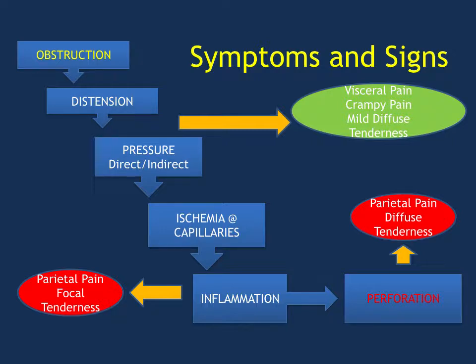This all results in inflammation with bacterial translocation, which can result in perforation, eventually leading to diffuse tenderness and parietal pain. Or before that actually happens, there would be focal tenderness, there would be focal inflammation around the band and just proximal to it, which is where we often see perforation occur, if it occurs.